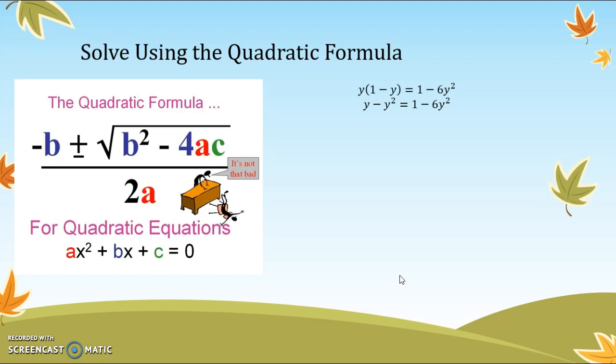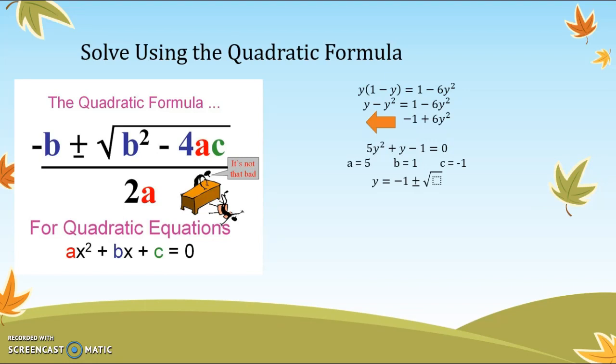Now I'm going to subtract the 1 and add the 6y squared and bring them to the left-hand side so that this is equal to 0. At the same time, I'm going to combine like terms. So if I have negative y squared and I add 6y squared, I now have 5y squared. I can bring down the positive y, and I don't have anything to subtract 1 from, so it's just going to go to the end. And now we're set equal to 0, so we can grab the coefficients. So a is 5, b is 1, and c is negative 1. And now we can put them into the formula.